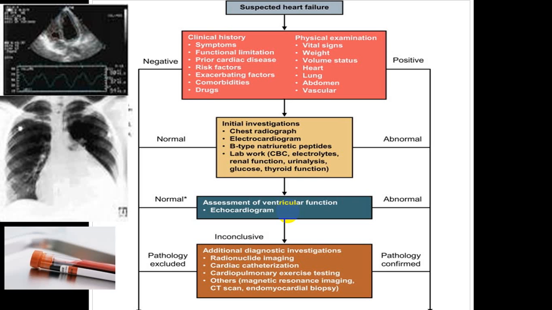Now suppose if the ejection fraction is reduced, it is systolic dysfunction. If ejection fraction is preserved, we call it a diastolic dysfunction. Again, between 41 to 49, it is called minimally reduced or marginally reduced, marginally preserved ejection fraction. And that is a variety which is between diastolic and systolic dysfunction.